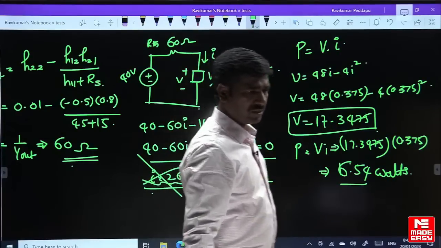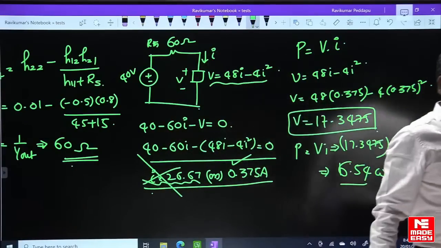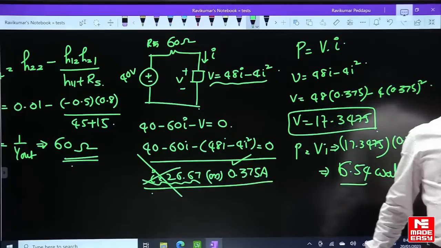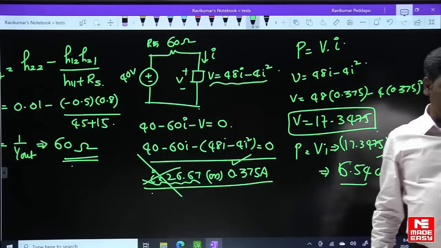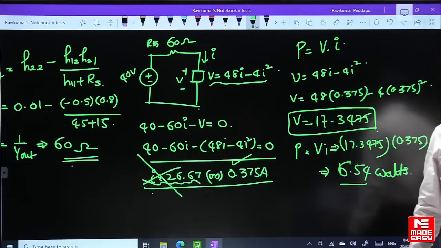How many of you gave the same answer? Gautam Rana has given the correct answer, 6.53. Ahan Basu, 6.54. Only 2 members.